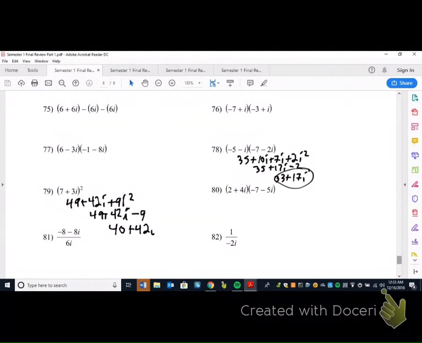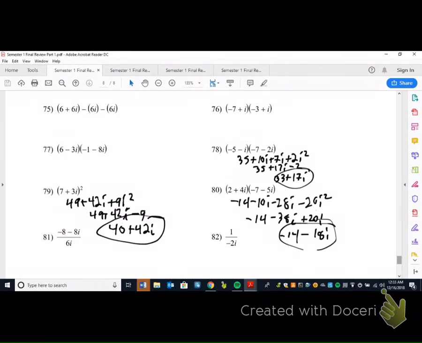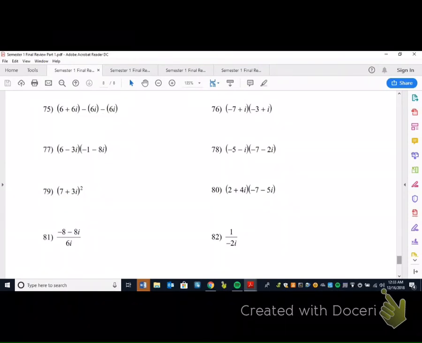Now here what we're going to do on 81 and 82 is we need to rationalize the denominator. So 81 and 82 is pretty straightforward. We just multiply by i. That turns into i squared, which gives us a negative 1. And then the top, like so.